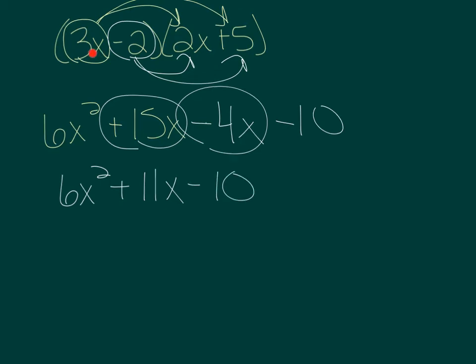So when we multiplied these two binomials, we get a trinomial. That often happens. We're going to see this a lot. Two binomials multiplied together give us a trinomial.